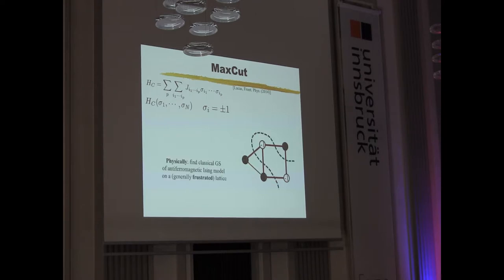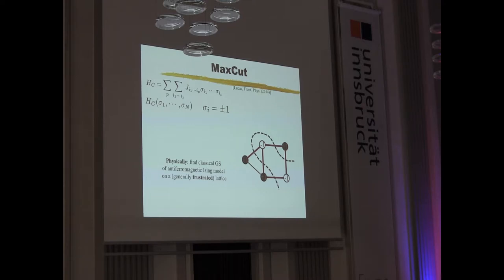So for instance, here is the solution in this case. If you label it this way, you have to cut five edges, which is the maximum in this case. Physically, this means finding the classical ground state of an antiferromagnetic Ising model. Generally, however, the lattice is frustrated. There are conflicting requirements.